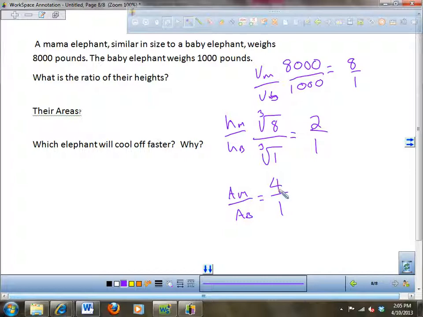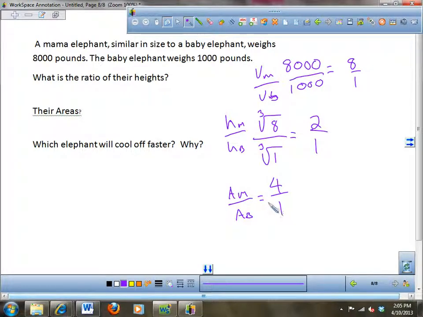So who could tell me why elephants would have big ears? What? But why? Why would they need to cool themselves off more? Why would a mama elephant living in Africa have to cool itself off more than what? Right. Because if you take a little baby elephant and you make it way bigger, its volume, going up by a factor of 2 in all the dimensions, is going up by a factor of what? 8, right? But its area is only going up by a factor of what? 4, right? 1 to 2 squared, right?